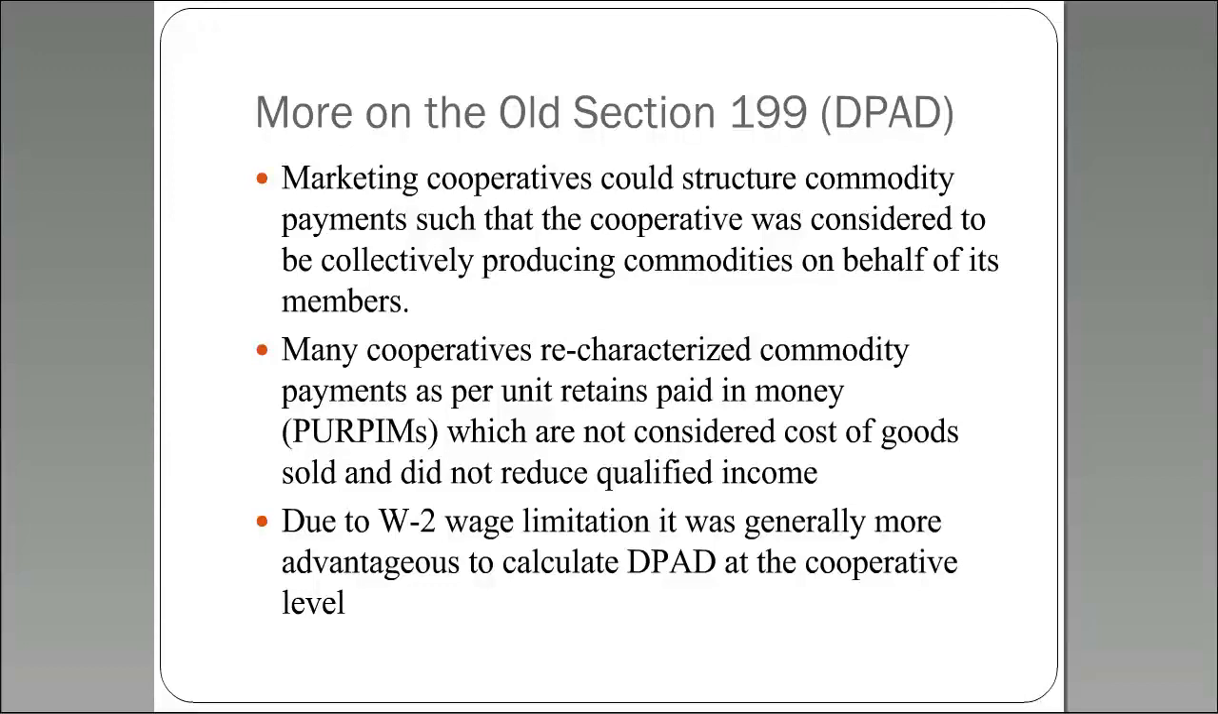So if you didn't do this, then it would just basically be the patronage. It would be the net income of the co-op, and you get 9% of that, and that'd be a small number. Now it would be that number plus all the value of the grain, because that's never been taken off of cost of goods sold. So now it's a much bigger number. And so what we call that is they recharacterize their commodity payments as per-unit retains paid in money. And those are not considered cost of goods sold.